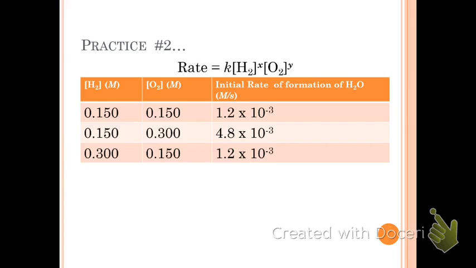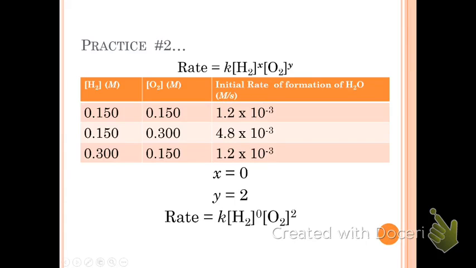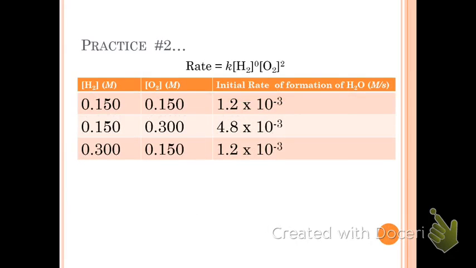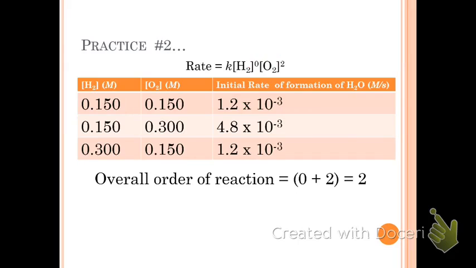Okay? Having done that, I now know that H2 is to the 0 order and O2 is to the second order. My rate law expression is rate is equal to the constant times H2 to the 0 power, O2 to the 2 power. And I now know that my overall order is just adding that 0 and that 2 together, which gives me my overall order of the reaction, which is equal to 2.